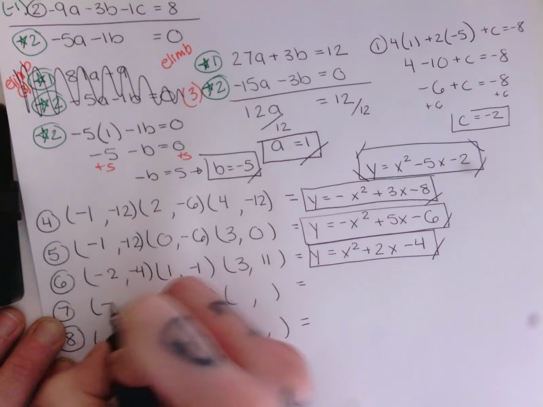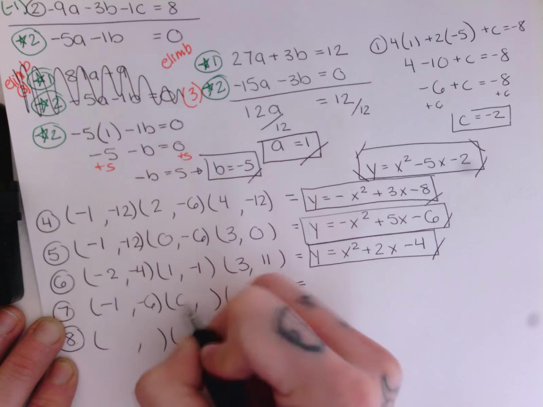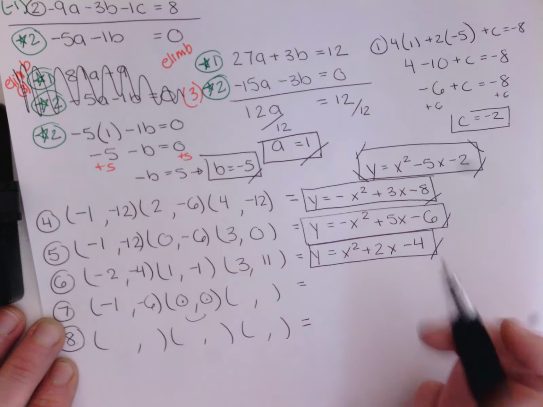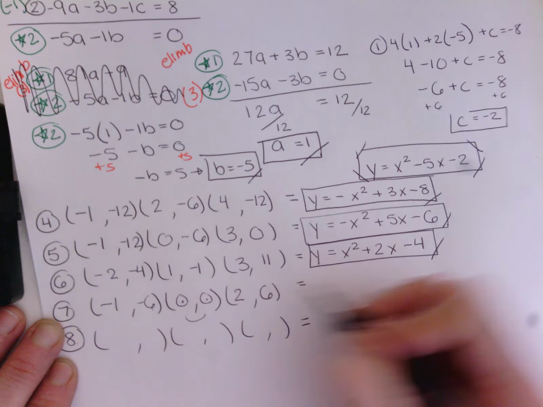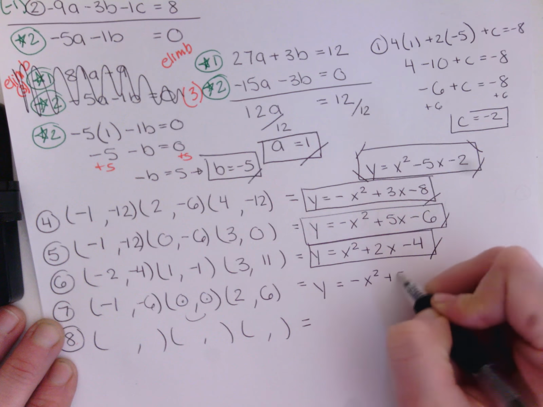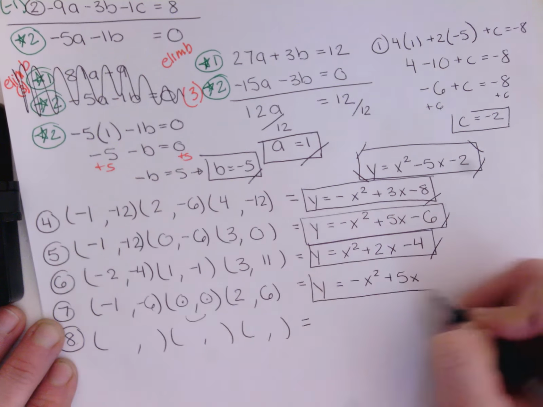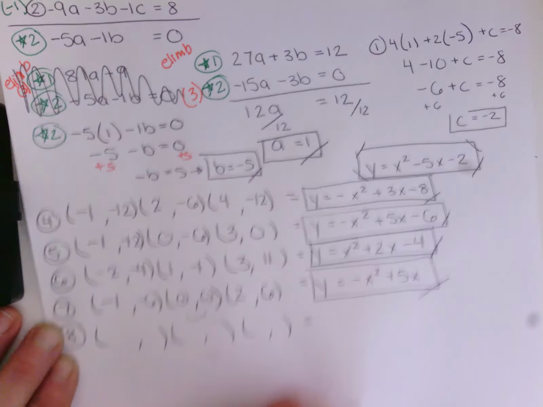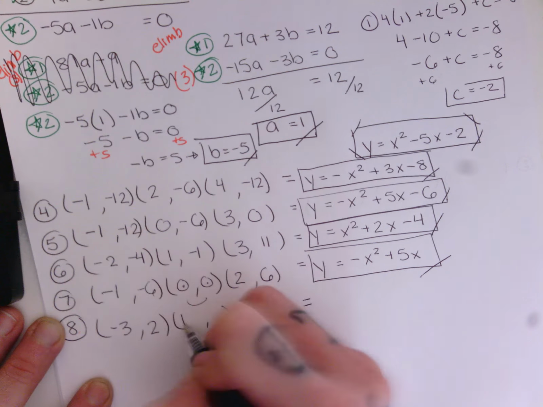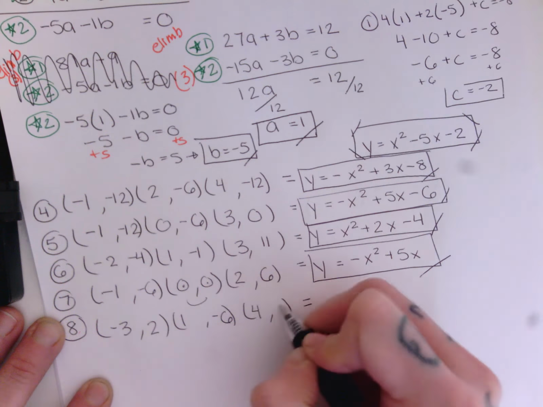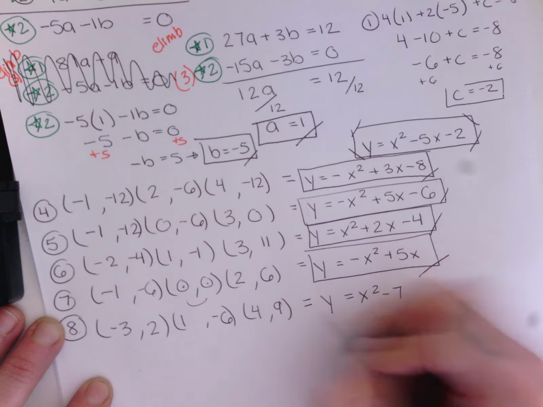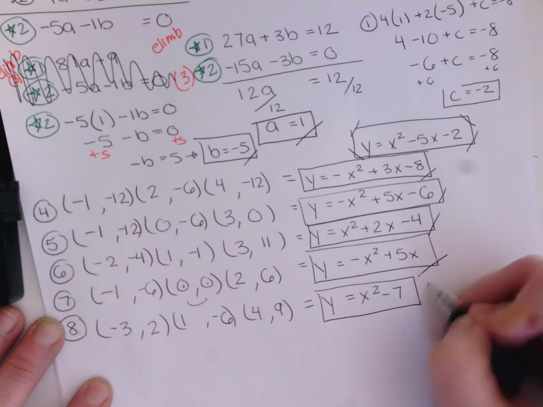Number 7, using these coordinates, this looks like a little owl. Okay. You should get y equals negative x squared plus 5x. This means c was 0 when you did that one out. And then lastly, using these coordinates, y equals x squared, you should have got b equals 0 here.